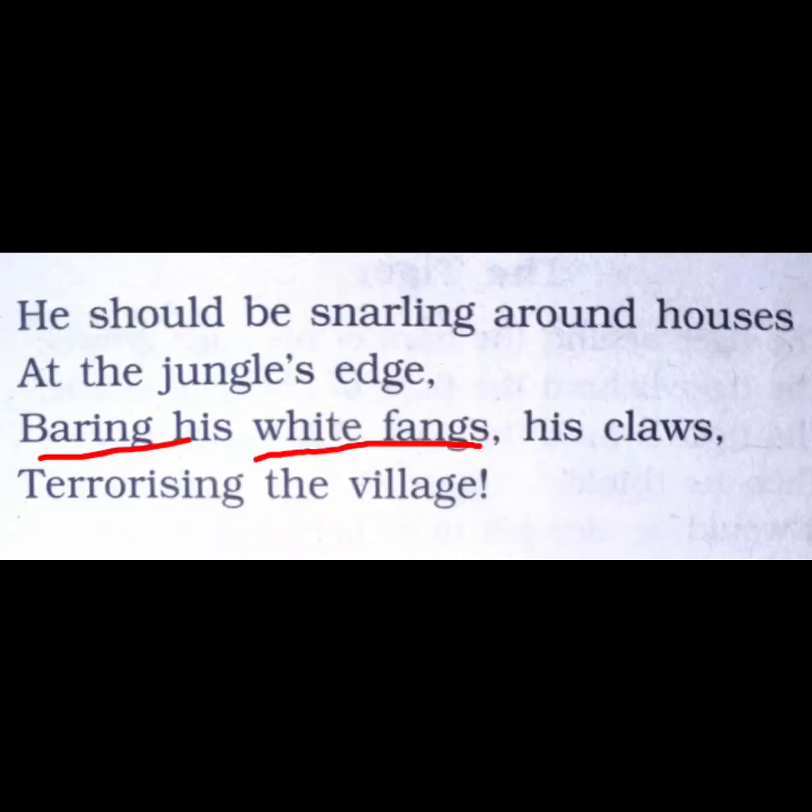Baring his white fangs. The white fangs means the white-colored, sharp teeth of the tiger, showing that, and baring also his claws. Claws means the feet with sharp nails, showing that. Terrorizing means showing the ferocious anger and threatening the village people, because this is the nature of the tiger, but unluckily it is inside the zoo, and it can't show any of this.